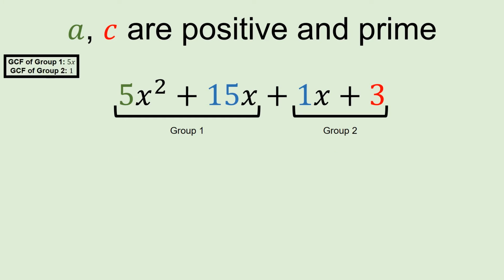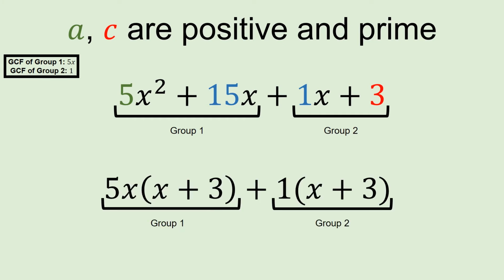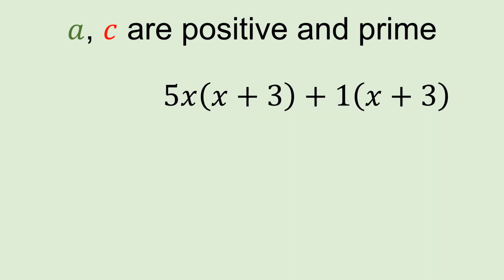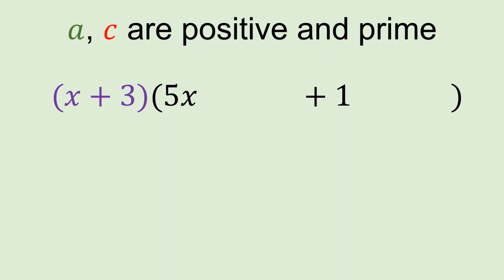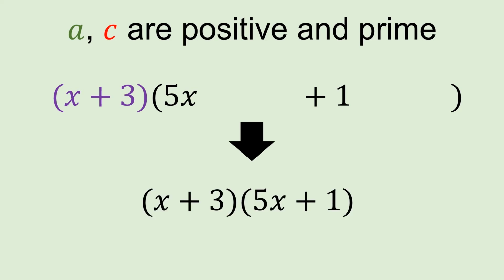Next, we factor the GCFs out of each group. Group 1 becomes 5x times the quantity x plus 3. And group 2 becomes 1 times the quantity x plus 3. Within each grouping, we notice that x plus 3 is a common binomial. And so we want to bring x plus 3 out to the front. When we do that, we're left over with 5x plus 1. And so the factored form of our quadratic expression is x plus 3 times 5x plus 1.